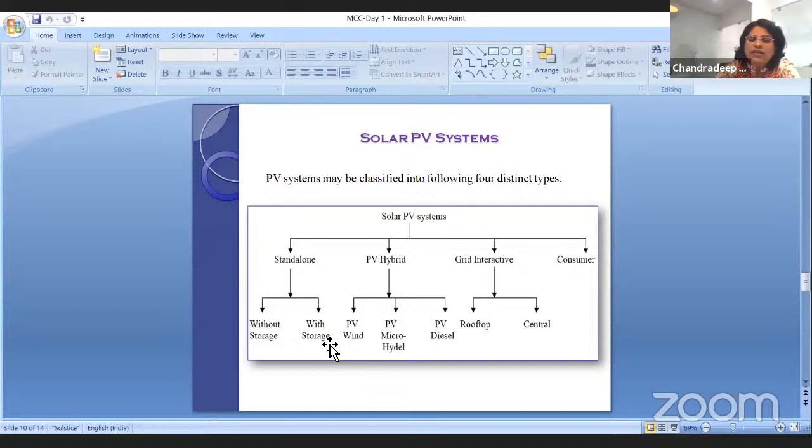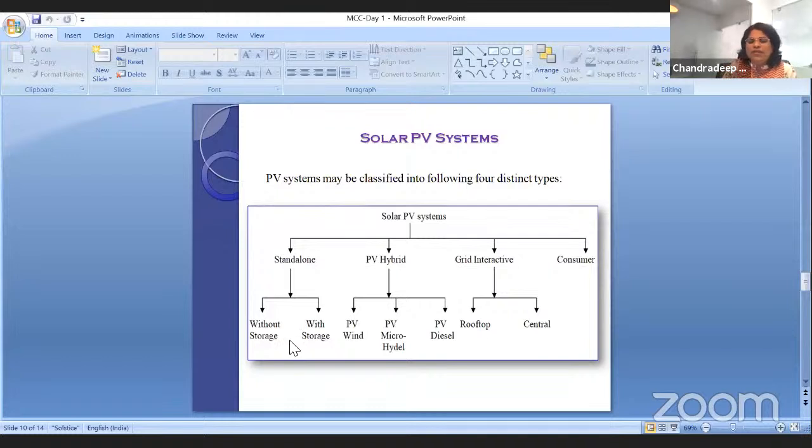But there is one application where it is not connected to the grid, but it also doesn't have a battery. That is the solar water pump. Even though the solar water pump is not connected to the grid, we don't use batteries. A totally different system works there. But it is an off-grid solar water pump. Off-grid means not connected to the grid. Only one off-grid application doesn't have a battery, that is the solar water pump.